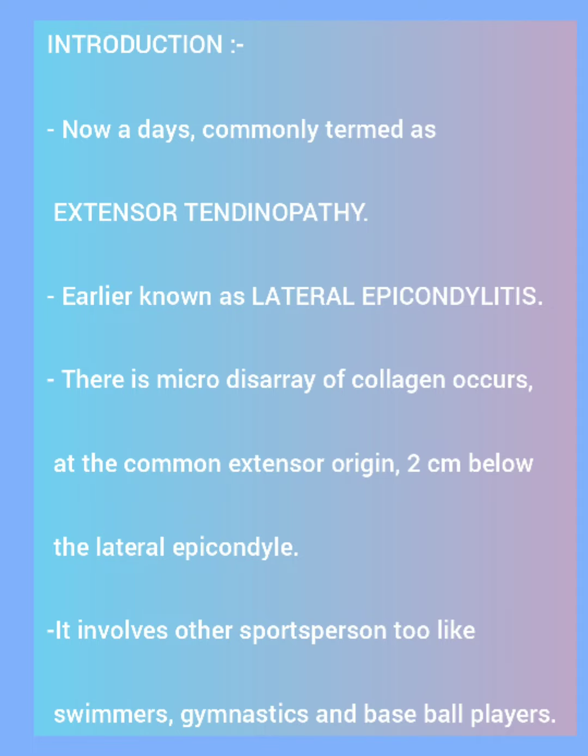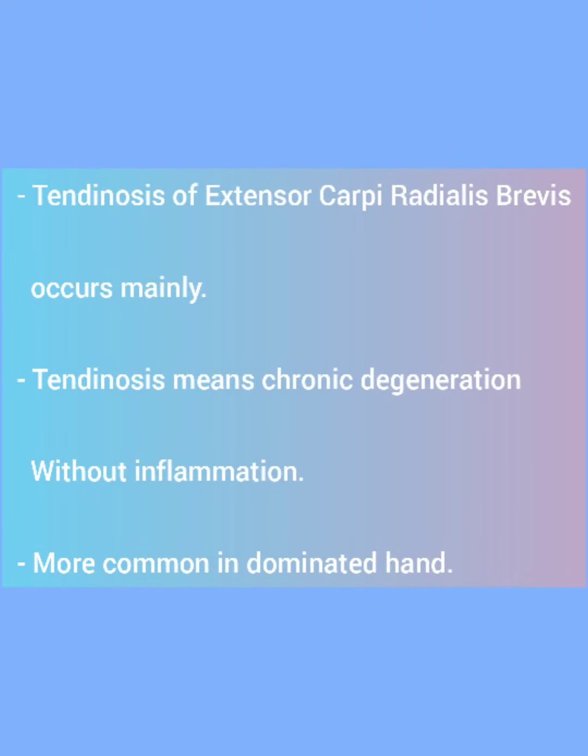As this condition was also known as tennis elbow, there is a misconception that it only occurs in tennis players, but it involves other sportspersons too, like swimmers, gymnasts, and baseball players. Tendinosis of extensor carpi radialis brevis occurs. This muscle is mainly involved. Tendinosis means chronic degeneration without inflammation. It is more common in the dominant hand.